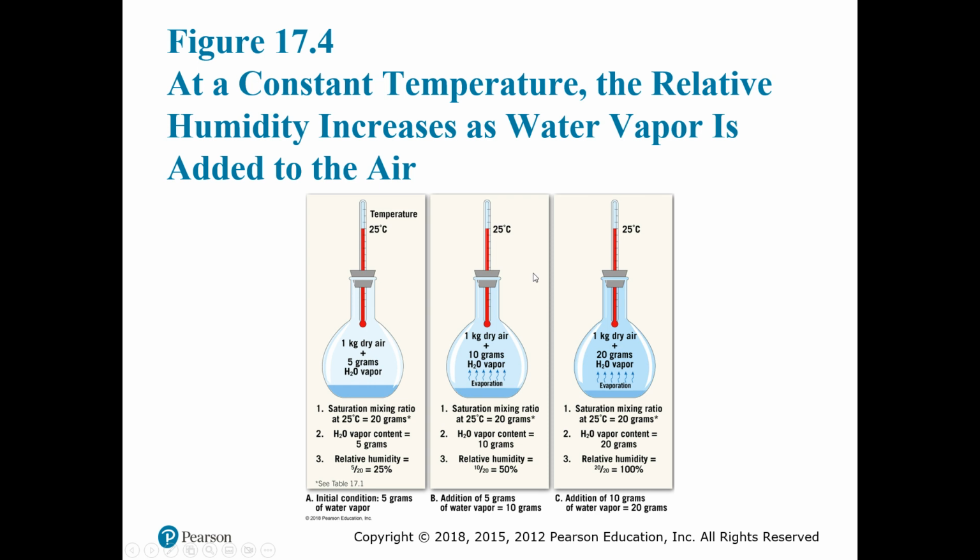Okay, in our second image here, more has evaporated. More of this water has evaporated into the flask. We're still at 25 degrees, but now this kilogram of dry air is holding 10 grams of water vapor. So in our first point here, nothing has changed in terms of our temperature. So the 20 grams that it can hold has stayed the same. But now our water vapor content has changed. We've added water vapor, such that we have 10 grams of water vapor.